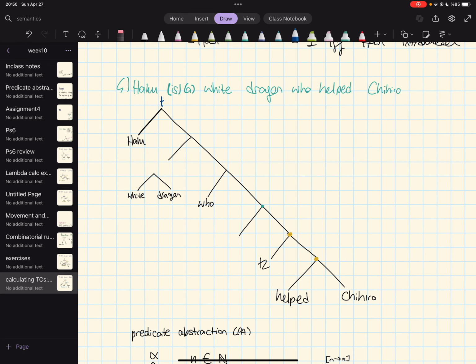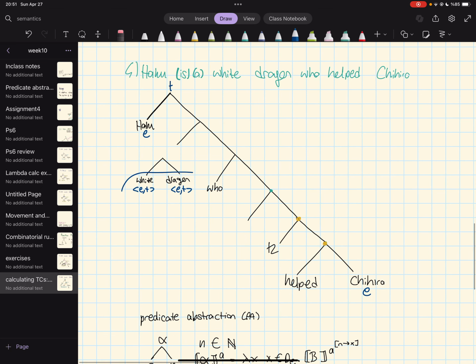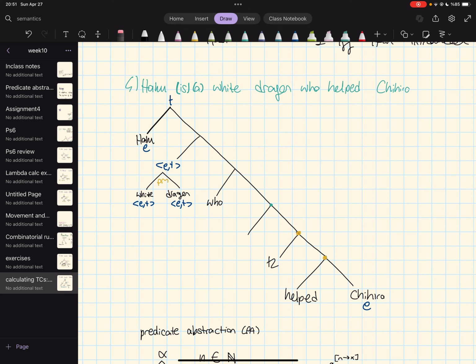So the whole sentence is a truth value, therefore it is of type T. Haku is an entity of type E. Chiro is also an entity of type E. White is an adjective of type ET because I know that adjectives are of type ET. Dragon is a noun predicate, and noun predicates are of type ET as well. Here I have 2 daughters of type ET, therefore their mother would have to be of type ET as well, and I would need to apply predicate modification over here. So let's go ahead and do just that. Predicate modification. And what about this node? This node would have to be of type ET to take Haku as the argument, as the input, and return T, therefore it is of type ET, and I would need to apply function application here.